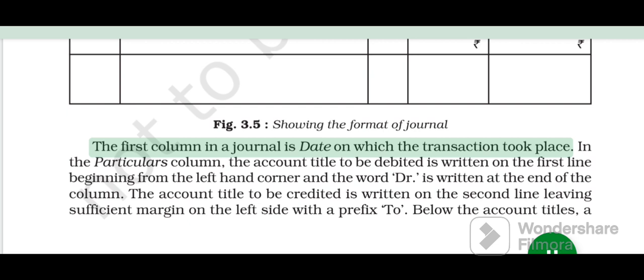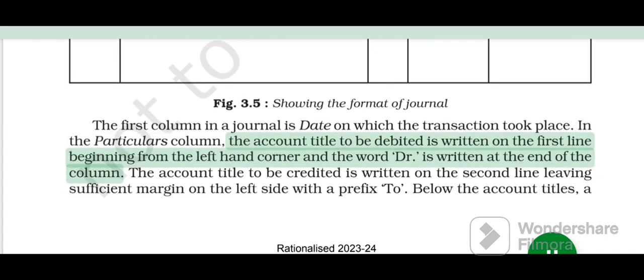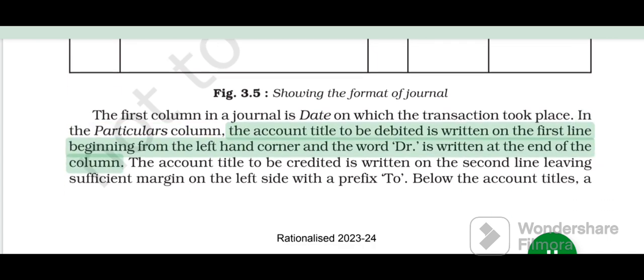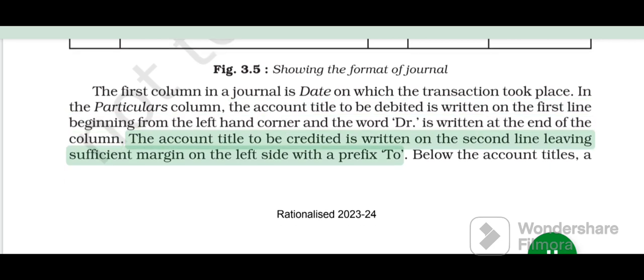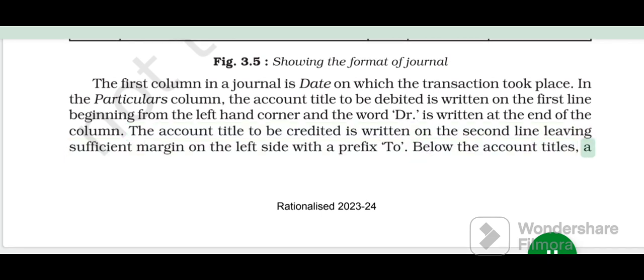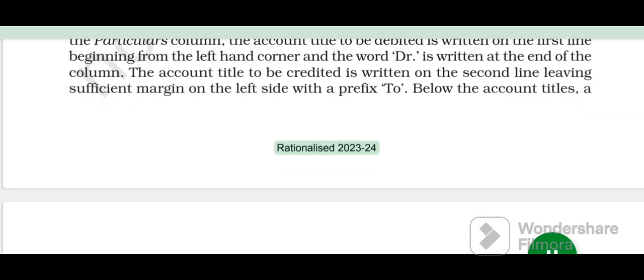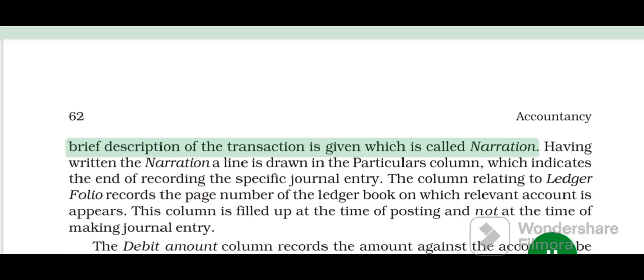The first column in a journal is date on which the transaction took place. In the particulars column, the account title to be debited is written on the first line beginning from the left-hand corner, and the word Doctor is written at the end of the column. The account title to be credited is written on the second line, leaving sufficient margin on the left side with a prefix, To. Below the account titles, a brief description of the transaction is given, which is called narration.